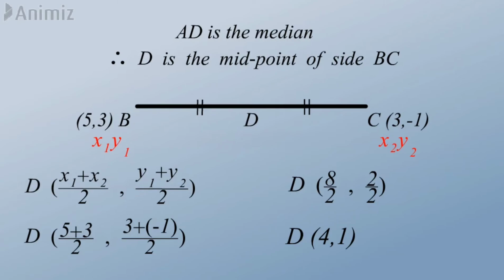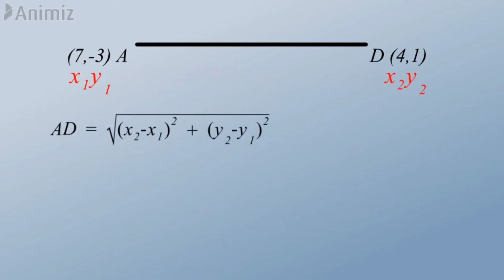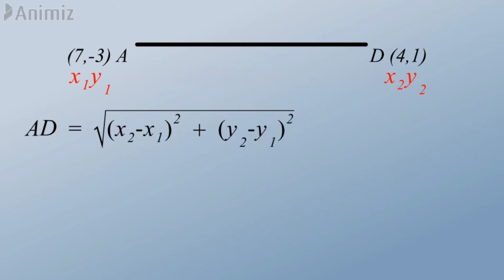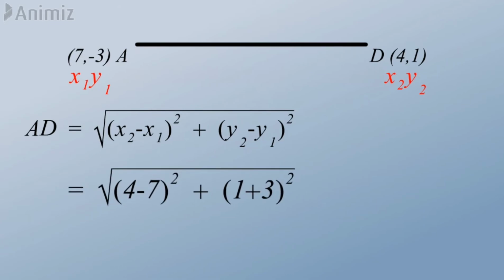So you have to go for the distance formula. For calculating the length of AD, you have to consider the coordinates of A as x1, y1 and the coordinates of D as x2, y2. Now for finding out the length, you have to utilize the distance formula, that is under root x2 minus x1 the whole square plus y2 minus y1 the whole square. Now when you substitute the values, you will get the first bracket as 4 minus 7 the whole square and the second bracket 1 plus 3 the whole square.